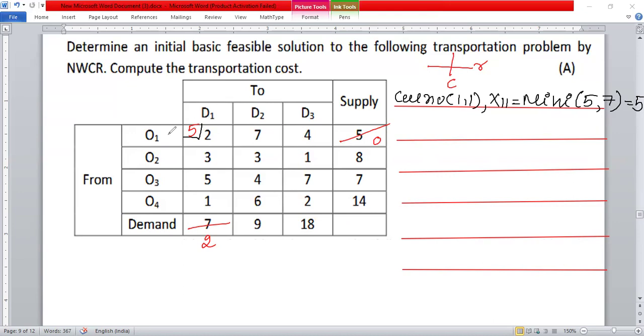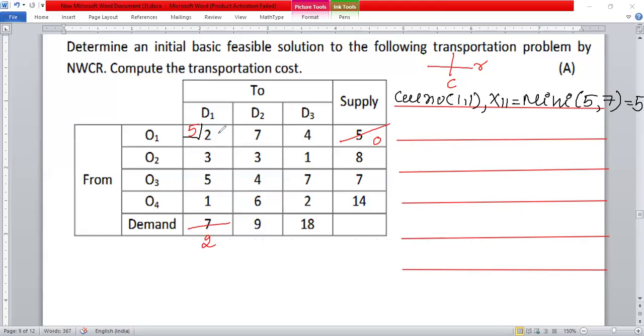So x11 is equal to the minimum of the row end and column end, 5 and 7, and that minimum is 5. Put it as a small allocation in the box, 5. Subtract: 5 minus 5 is 0, and 7 minus 5 is 2. Fine. Okay, first one is done.